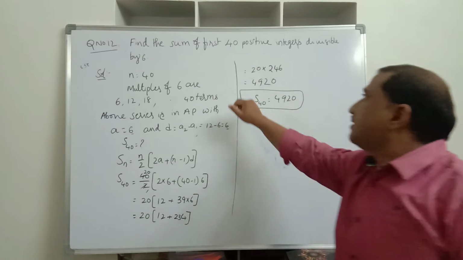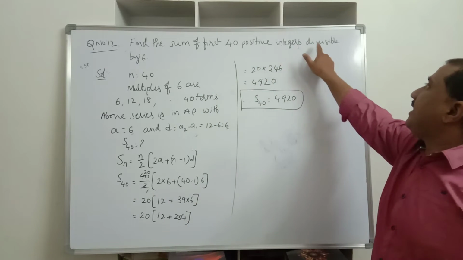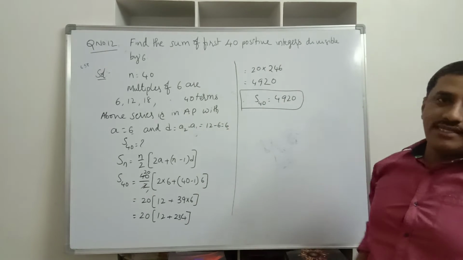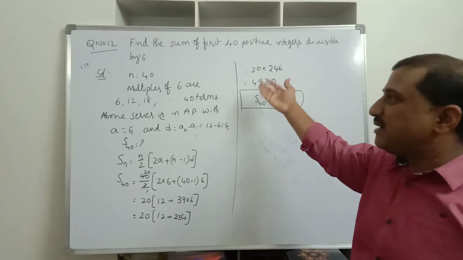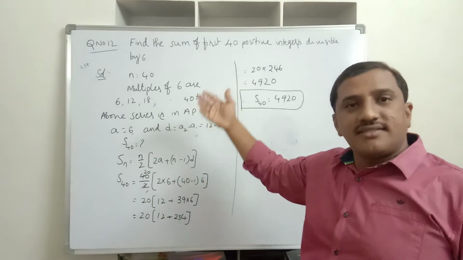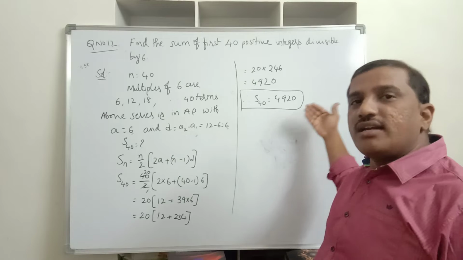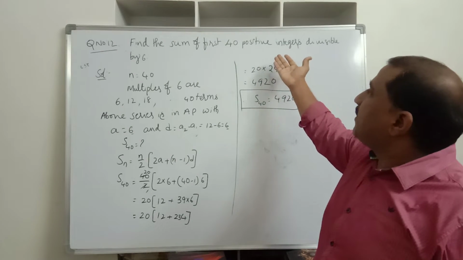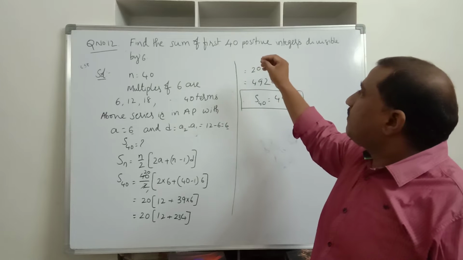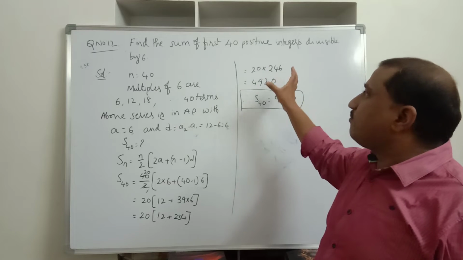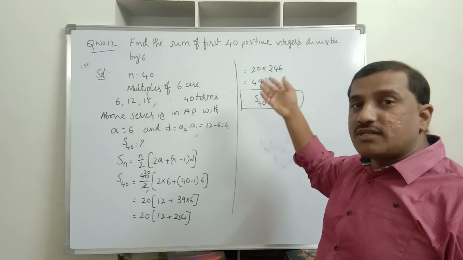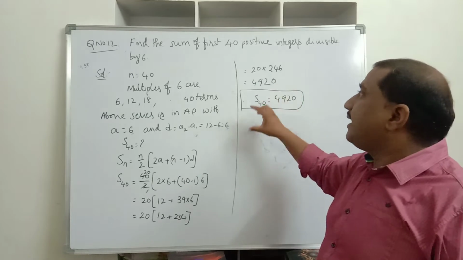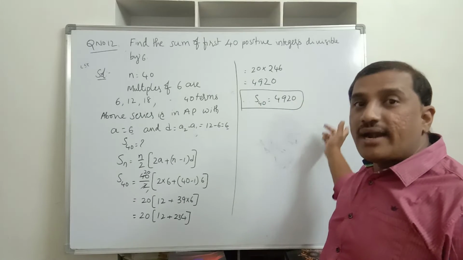So like this, the questions may be in other forms. Find the sum of first 25 positive integers divisible by 8. We will follow the same method, but multiples of 8 will be 8, 16, 24 and so on till 25 terms. Or they may ask you directly, find the sum of multiples of 6 from 10 to 100.